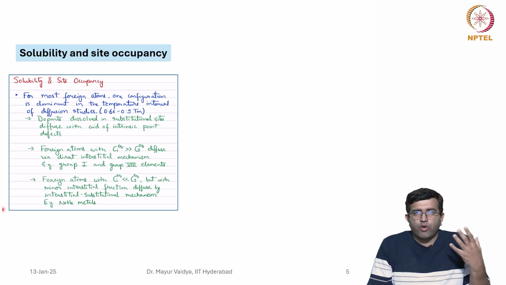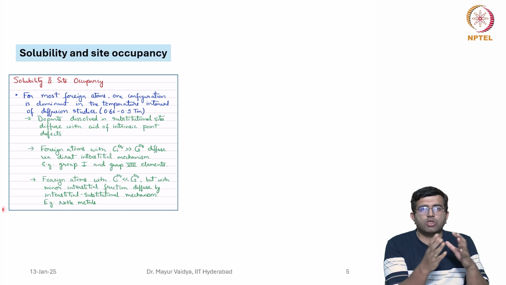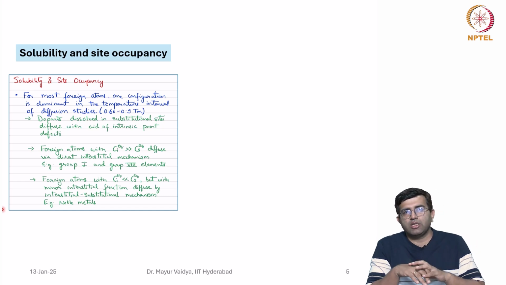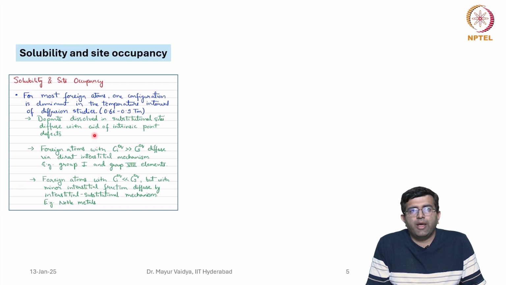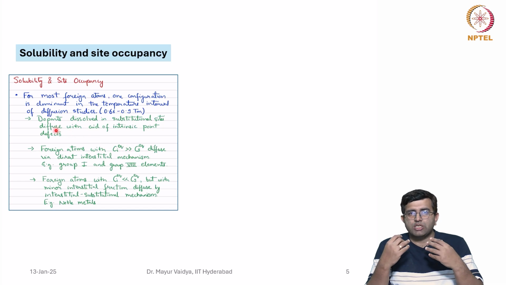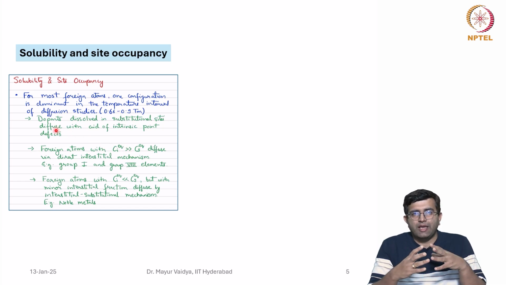Now, for most of the foreign atoms, one of these configurations, either the substitutional or the interstitial, is dominant in the temperature interval where you typically study the diffusion, which is 0.6 to 0.9 Tm. Now, the dopants which are dissolved in the substitutional sites, they diffuse with the aid of intrinsic point defects. So, the ones which occupy the substitutional site, they move with the help of intrinsic point defects. Foreign atoms with higher concentration in interstitial site, that is CI equilibrium is much greater than CS equilibrium, they diffuse via direct interstitial mechanism. So, this is intuitive that if the foreign atoms predominantly occupy the interstitial sites, then they would tend to diffuse by the direct interstitial mechanism.